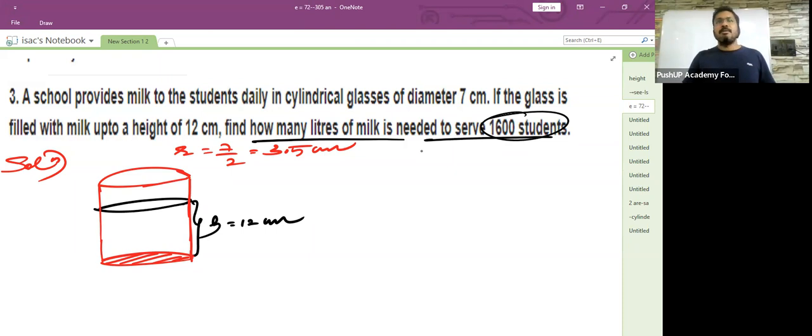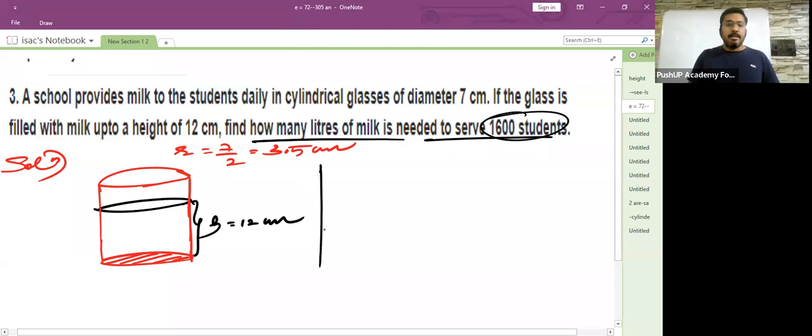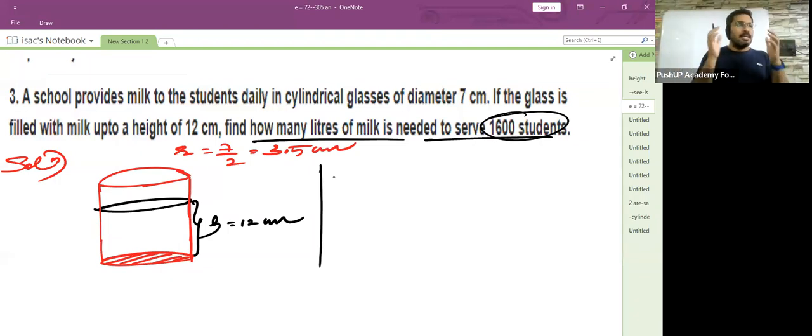So how, Alvin? How will you find the quantity of milk inside this? Pi r square h, isn't it? And children, they haven't mentioned small r or capital R. So it is a matter of common sense to understand that they are talking about the inner radius of the cylinder.